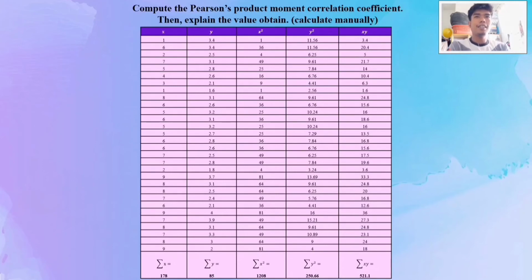So for the last calculation, we need to find XY. We multiply the original data on the X axis with the original data on the Y axis. For example, 1 multiplied by 3.4. Our answer for XY will be 511.